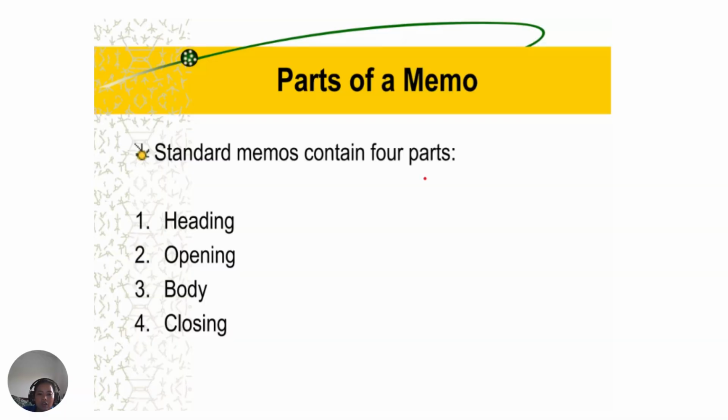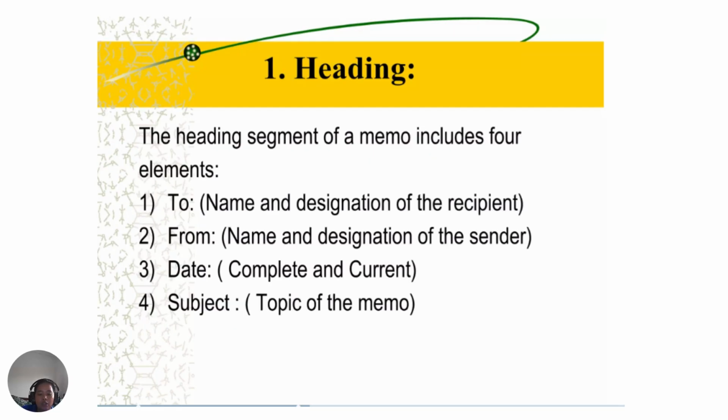Here at the heading, all the things that are indicated are the following: the to, the from, the date, and the subject. The to is basically the name and the designation of the recipient. The second one is the from, meaning the name and designation of the sender. The date is the day today. And of course, the subject is the topic of the memo. So what is the content of the memo all about?